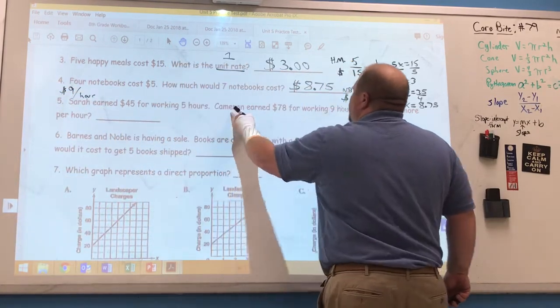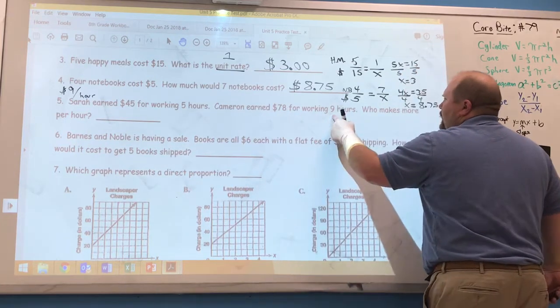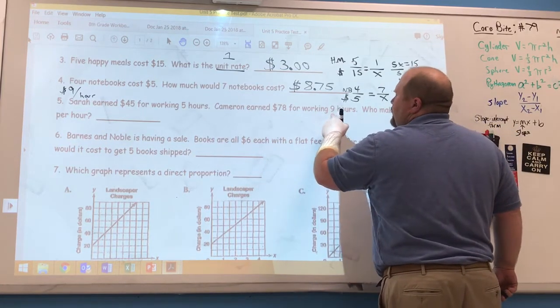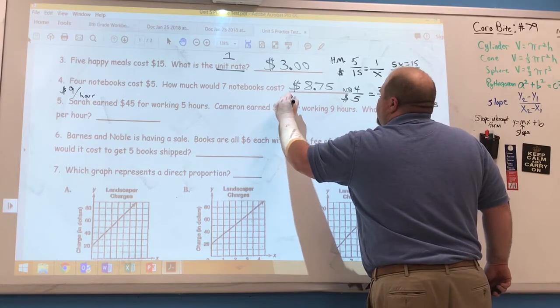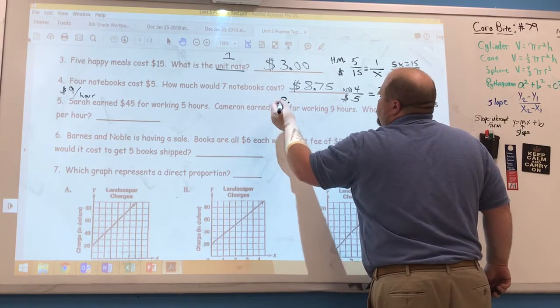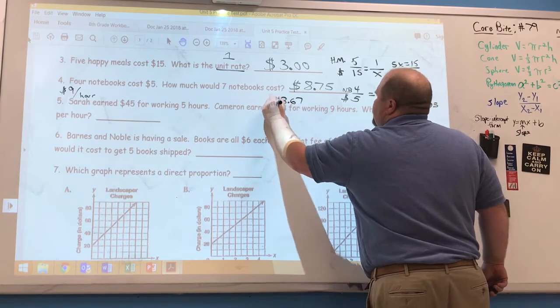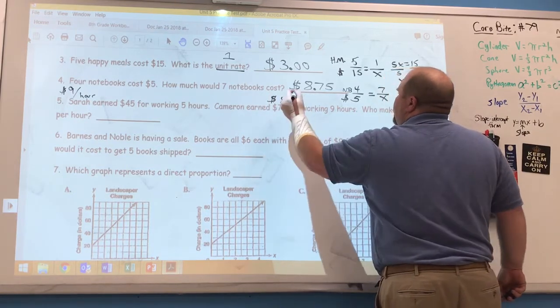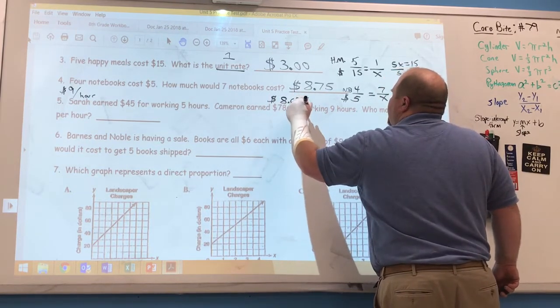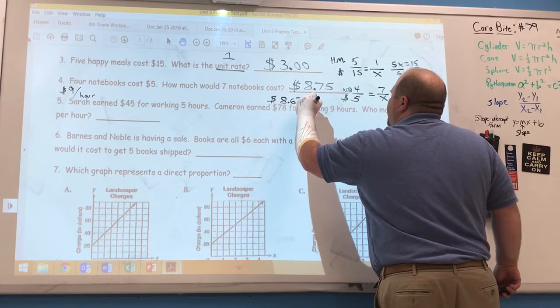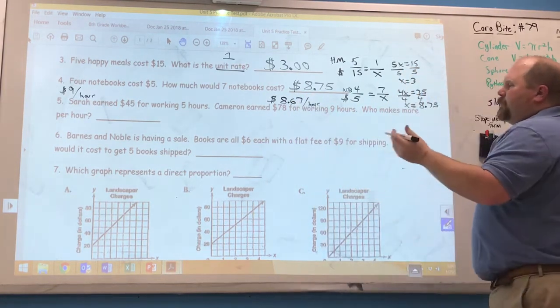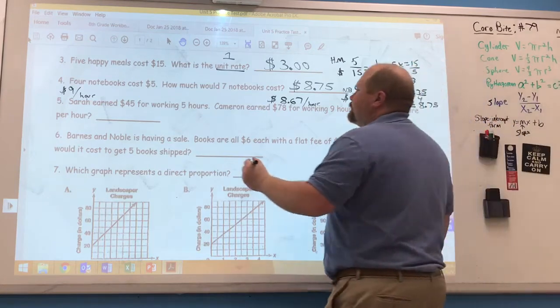And if we look at Cameron's money, his earnings were 78 over 9 hours, so 78 divided by 9, it's going to be 8.6 repeating, but since it's money, we're going to go ahead and round that to 8.67. So we find that Cameron earned $8.67 per hour. Well, who earned more per hour? Sarah.